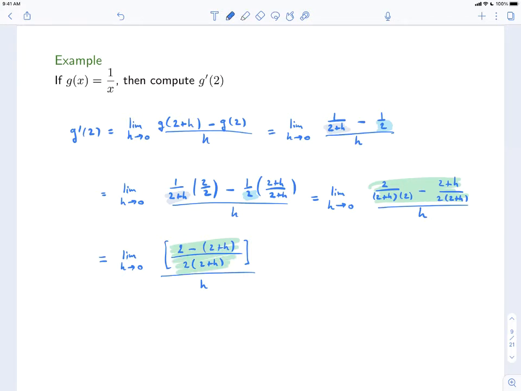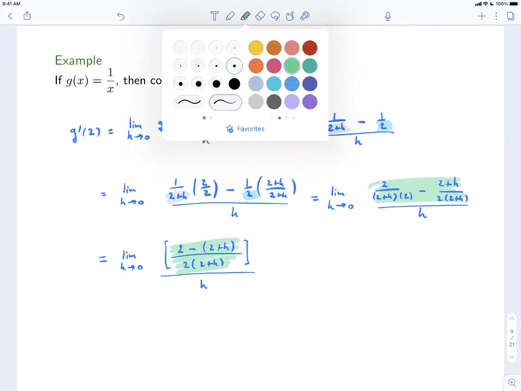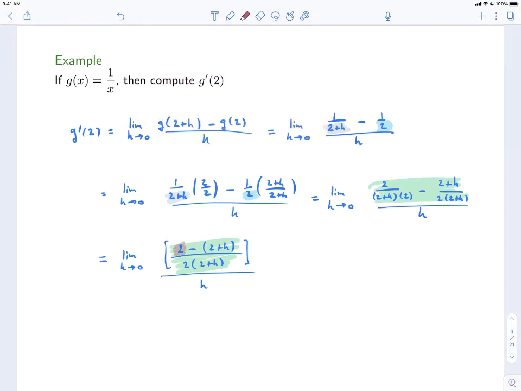But notice that we have a 2 here, and we're subtracting a 2 there. Let's just write it all out. So this is the limit as h goes to 0. And again, we're just looking at the numerator now in this bracket. So it's going to be 2 minus h divided by 2 times 2 plus h. And everything here is divided by h. 2 minus this quantity 2 plus h. So you subtract the 2 and subtract the h. And now we have a 2 minus 2.